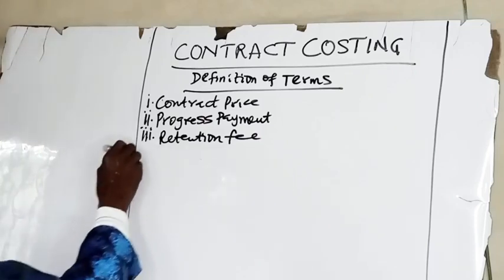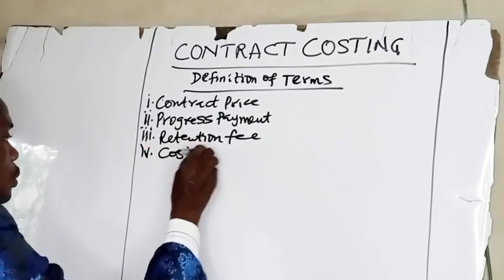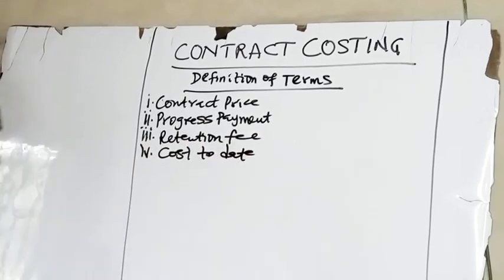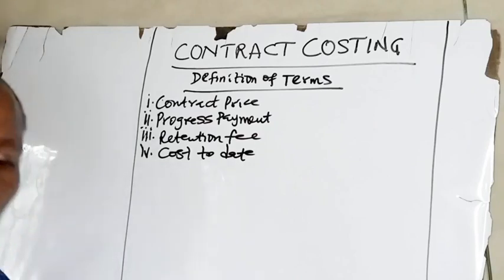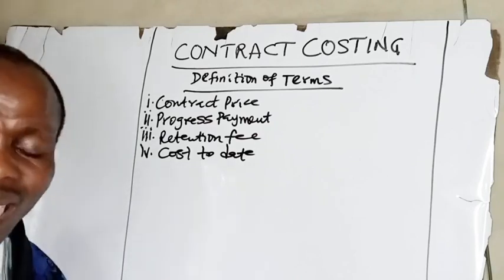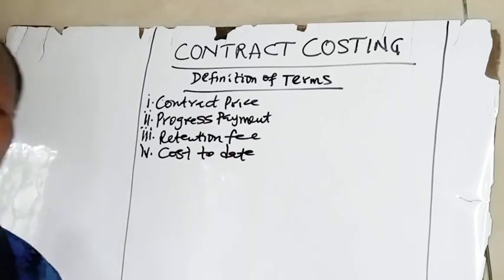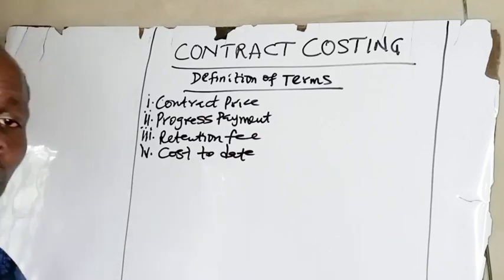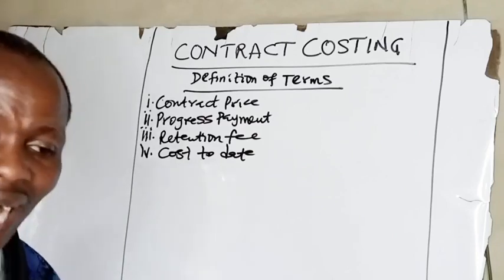Number four is cost to date. Cost to date is the total cost incurred, the total expenditure incurred on the contract up to the end of the accounting period.